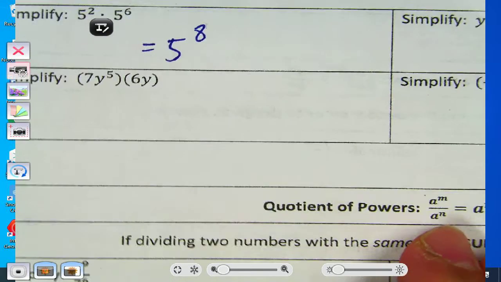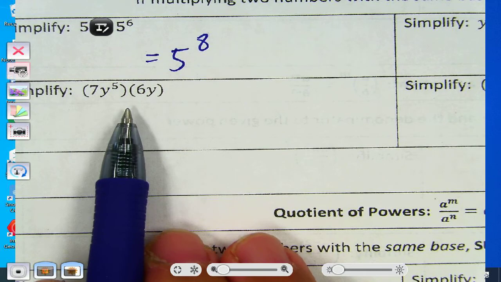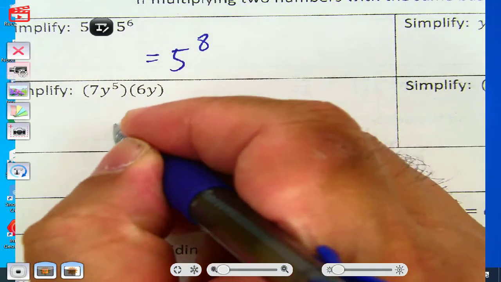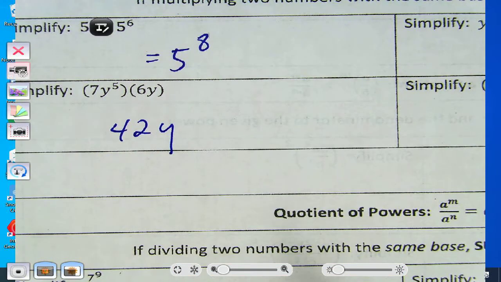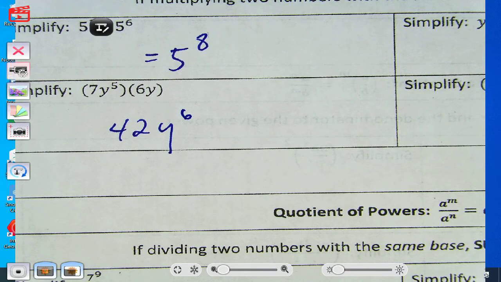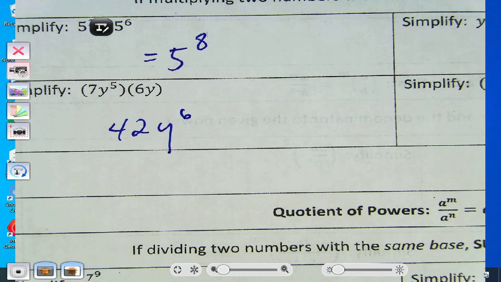Next part. Okay, so 7 and 6 are not exponents. So what do I do with those when it's multiplication? 42. You multiply those together. And it's y to the 6. Right? You add 5 plus 1 makes 6. This is awesome. Right, don't you want this on the test?